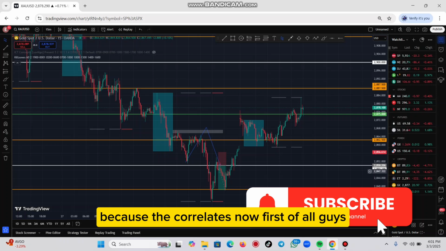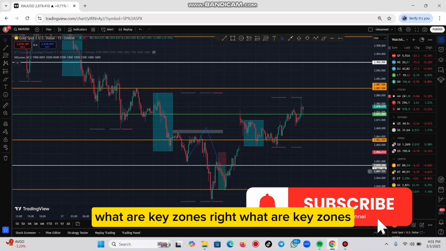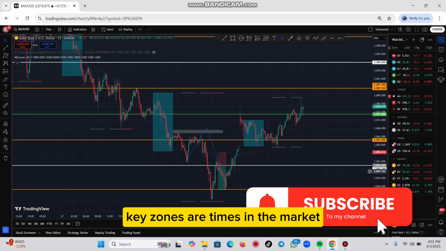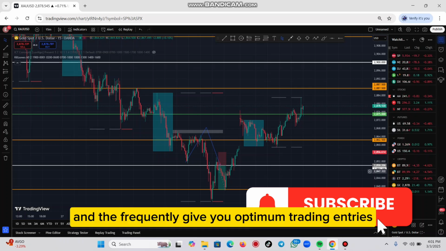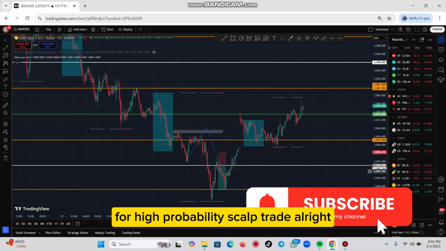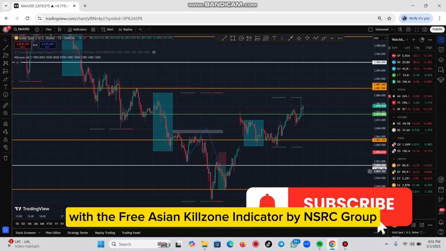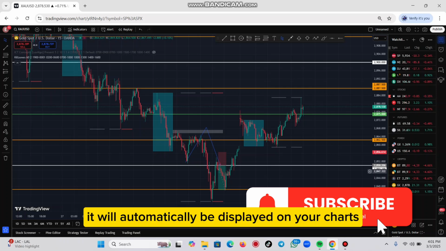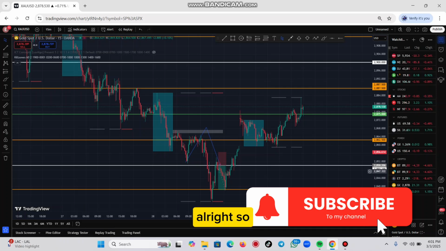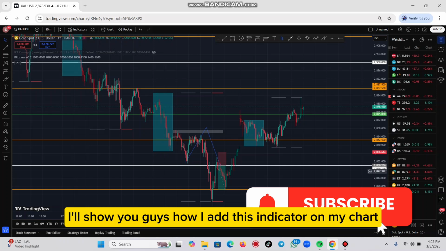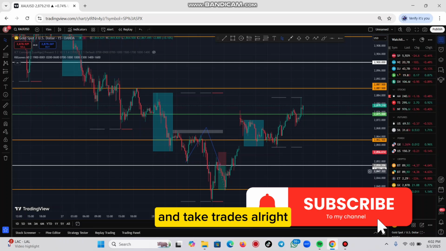Now, first of all, guys, what are key zones? Key zones are times in the market we can expect the best setup, and they frequently give you optimal trading entries for high probability scalp trades. With the free Asian key zone indicator by NSRC group, it will automatically be displayed on your chart. I'll show you guys how I add this indicator on my chart and take trades.